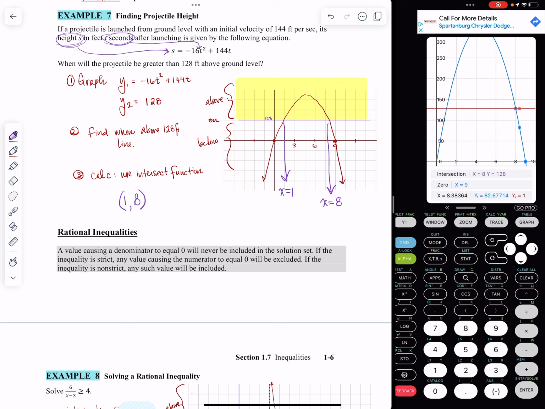Now, if it had said at or above 128 feet, then I would have used square brackets, because at that point it would be on the 128-foot line, not just above. All right, this will be the end of this video.